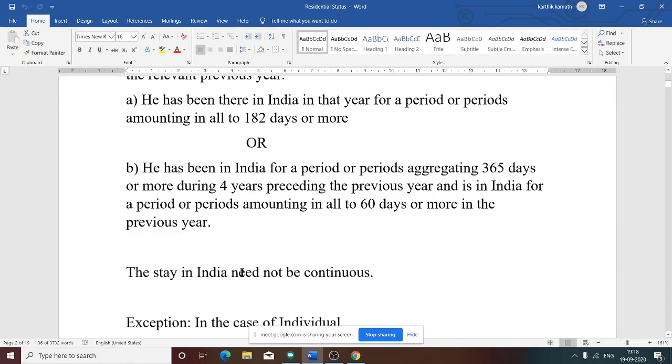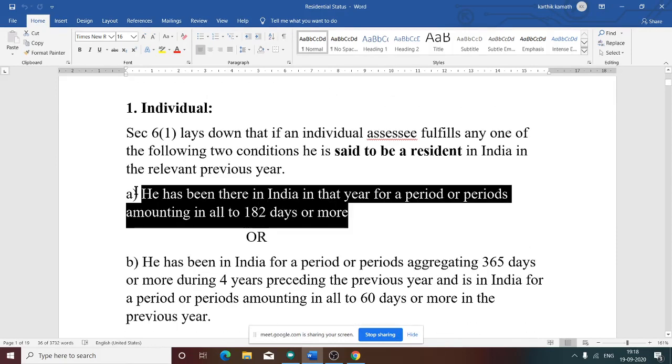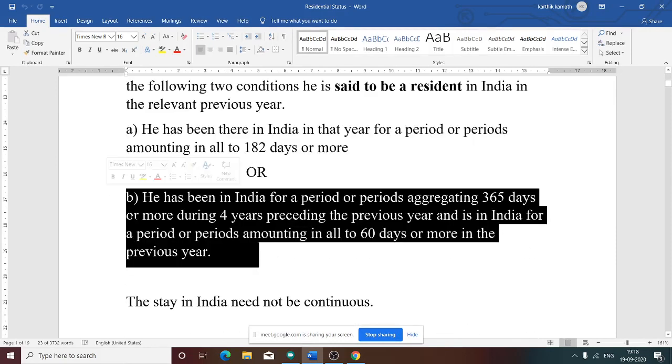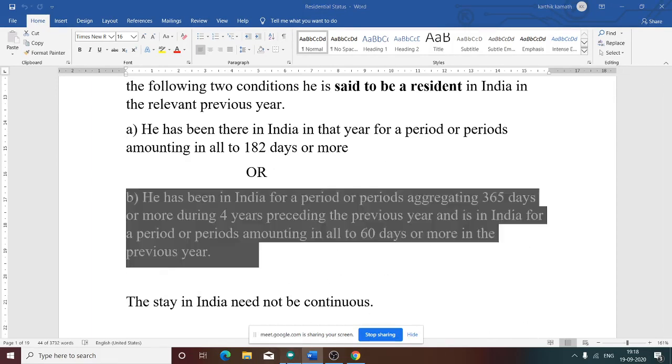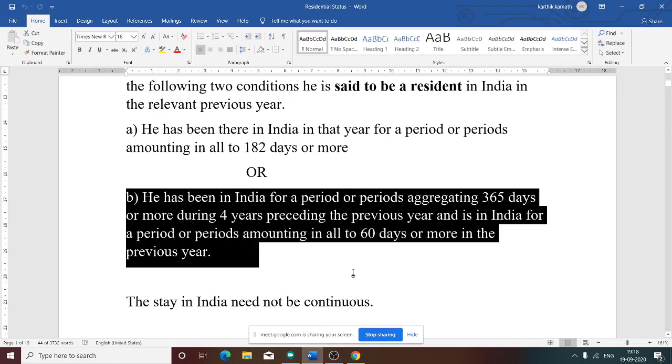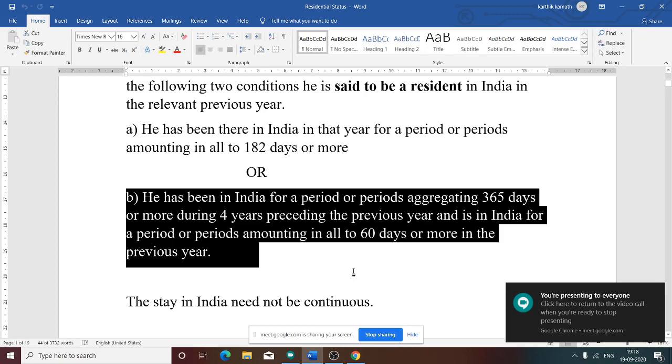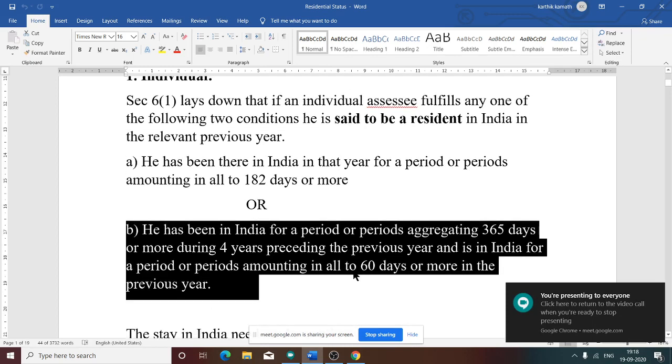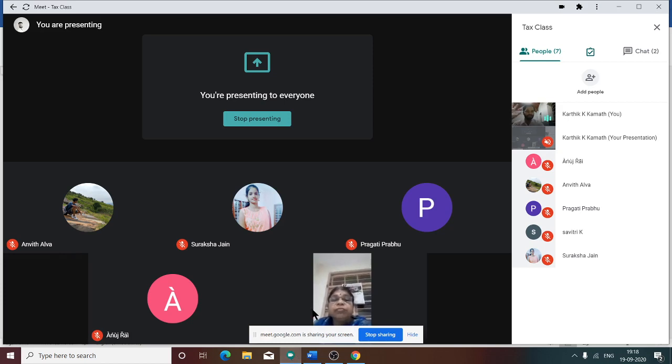That means again the same thing. First condition applies. Second condition is not there for them. For a foreign national of Indian origin, only the first condition he should satisfy. If he fails to satisfy the first condition, in that case he becomes a non-resident of India in the previous year.